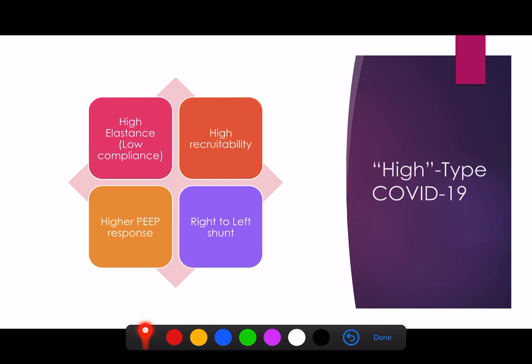And so these patients tend to have a high level of recruitability, i.e. lots of collapsed alveoli which you can open up. And therefore, they respond to high positive end expiratory pressures, or PEEPs. So these patients, unlike the L-type, you can start using slightly higher PEEPs than you would with the classical ARDS patients. And what you're trying to reduce is the big right to left shunt.